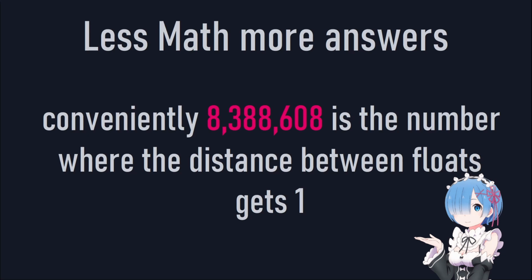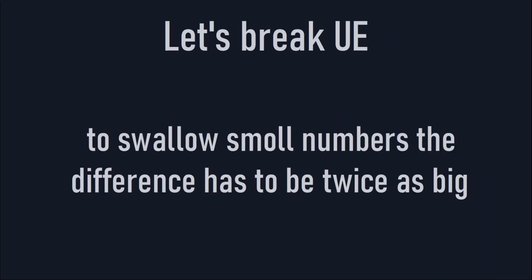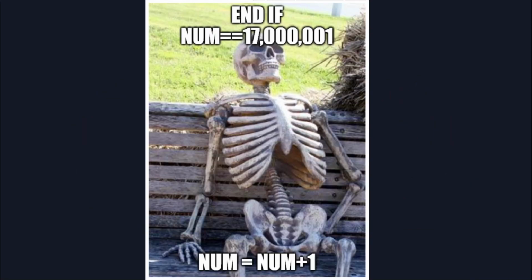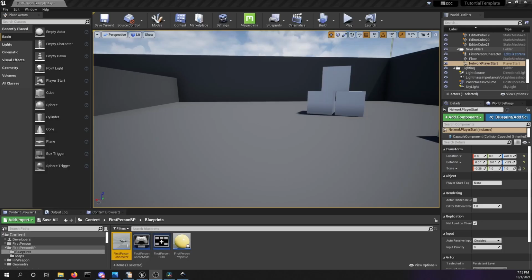But this is not enough. We need twice as much space between two numbers to swallow the small number. And there it is, our magic number is 16,777,216. For the sake of easiness, we will just use 17 million. Now we're going to break Unreal.